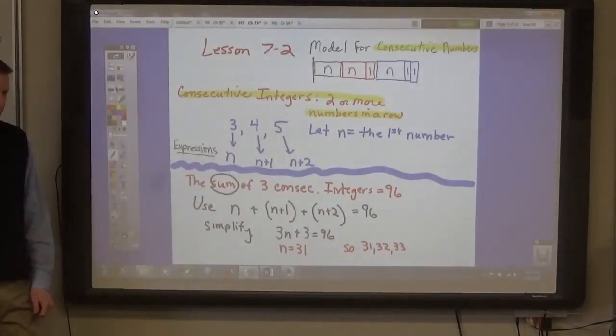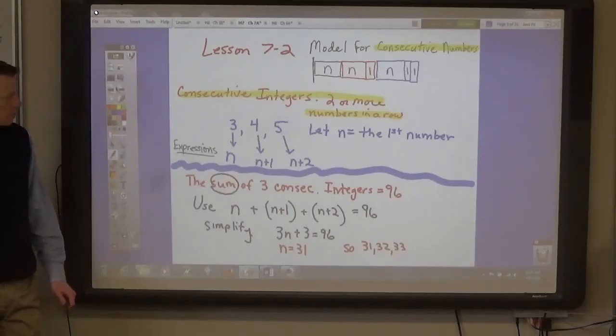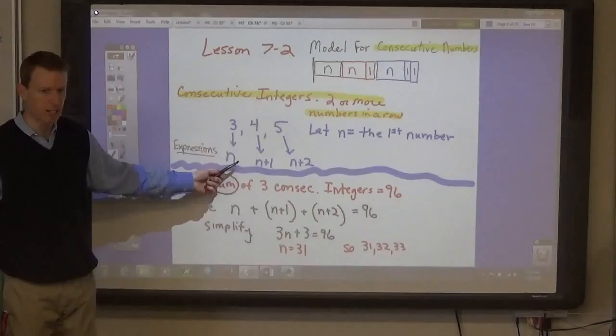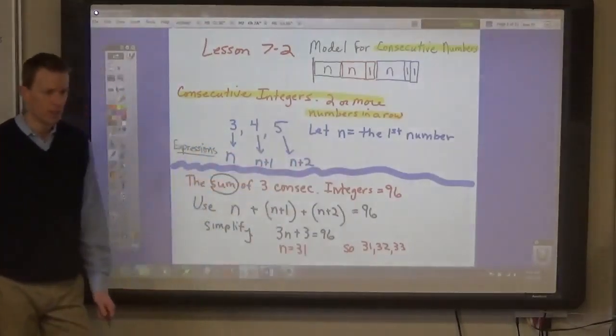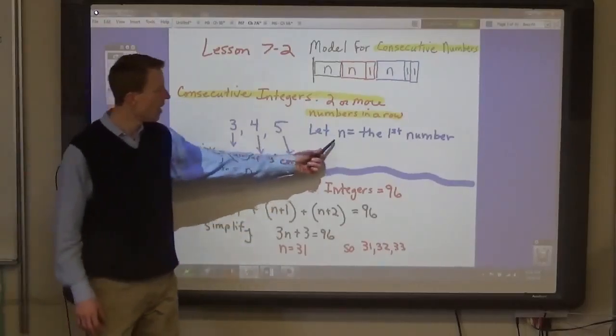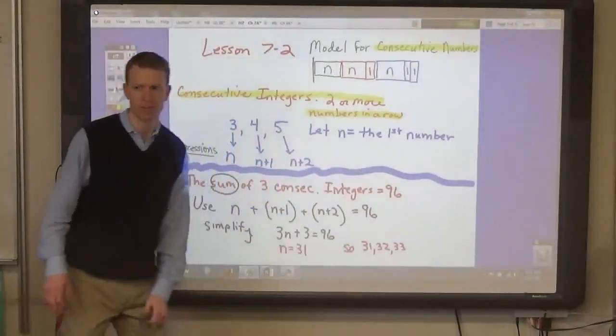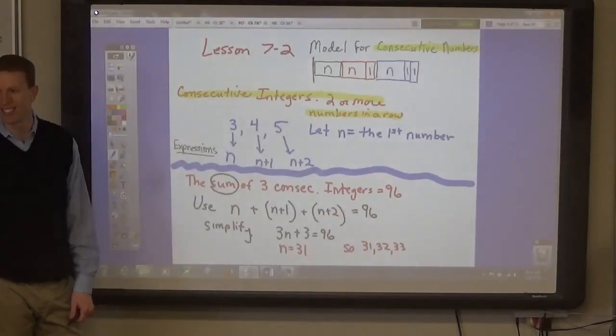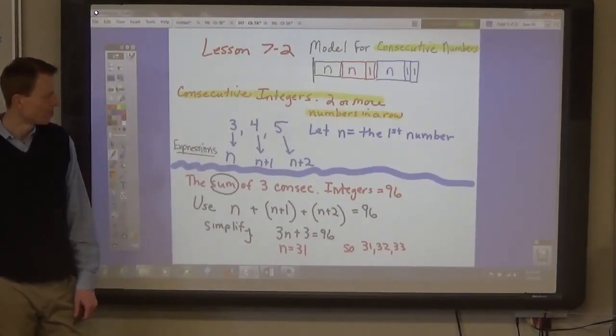Here's how you set up this problem. First of all, you choose a variable, and we're going to choose the letter n because it stands for a number. In this case, it's the first number. So write this down. N equals the first number. Okay? N equals the first number. Okay, so write this down in your notes.